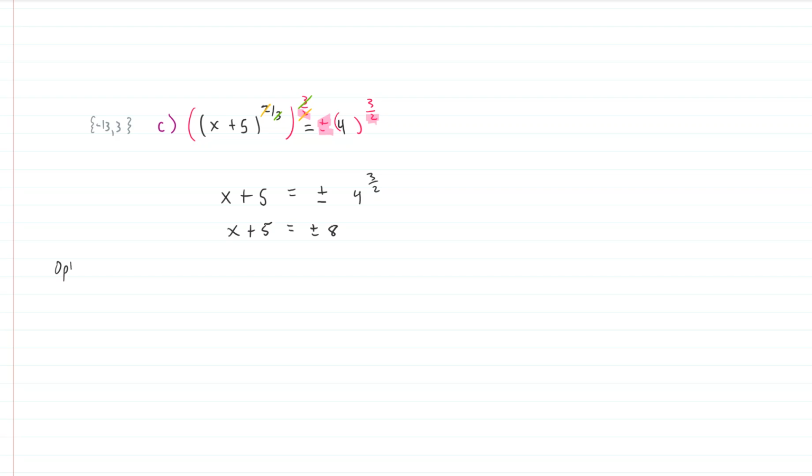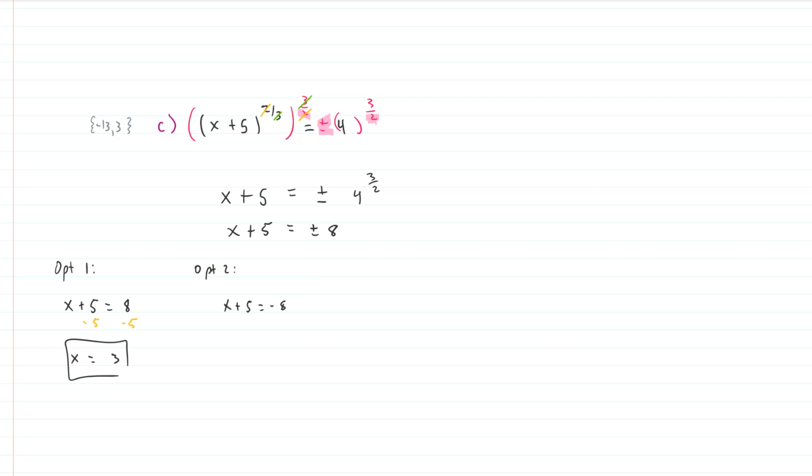So option 1 is the plus, so we have x plus 5 equals positive 8. If we subtract 5 from both sides, we get x equals 3. That's one option. Option 2 is the negative.